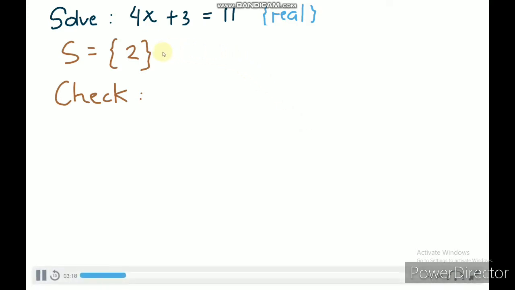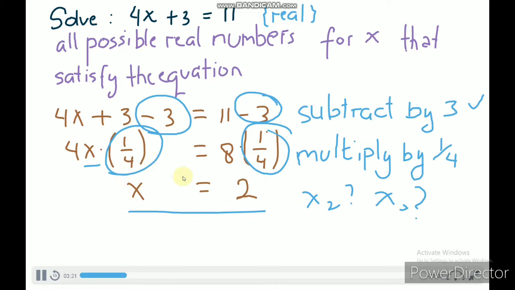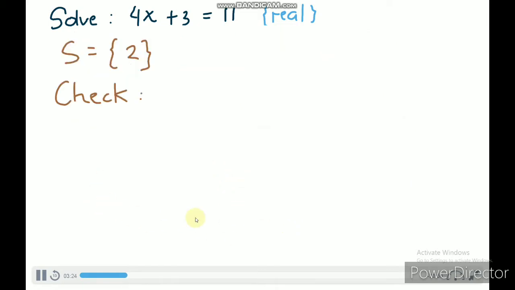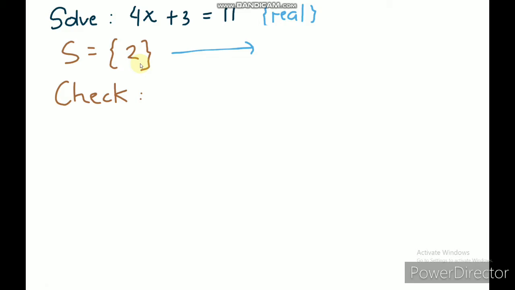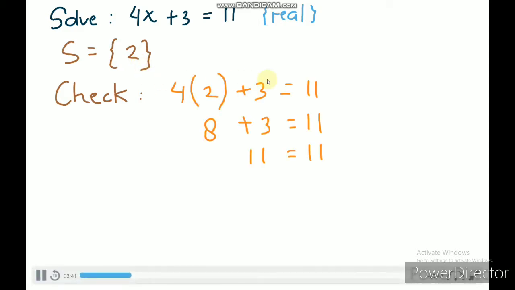Now the next one is, if you really are uncertain about this solution, you can check, right? So previously, when we know that x equals 2 is the only solution, you can use the form of a solution set. Don't forget that we use braces. Solution set equals braces 2. So let's check if 2 is the only solution. Let's substitute 2 for x. When I'm checking, it's 4 times 2 plus 3. Is it equal to 11? Yes, it is. It is checked.